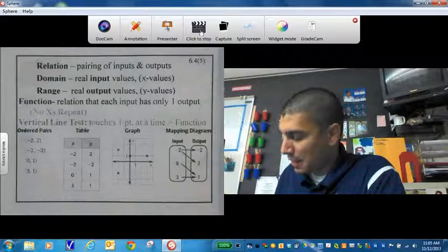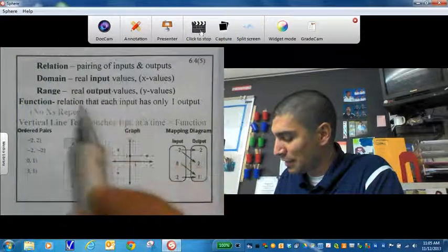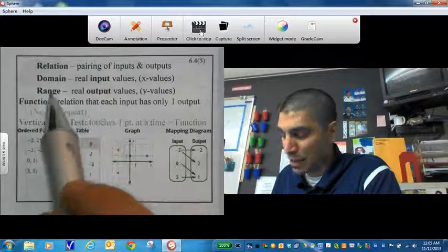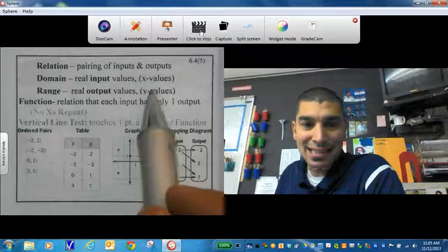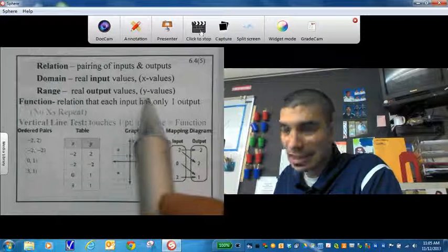We're going to learn what domain and range mean. Domains are your inputs. Range is your outputs. Domain we've also learned as our x values. Our range is known as our y values.